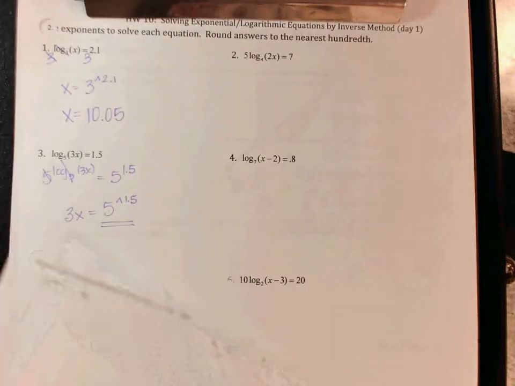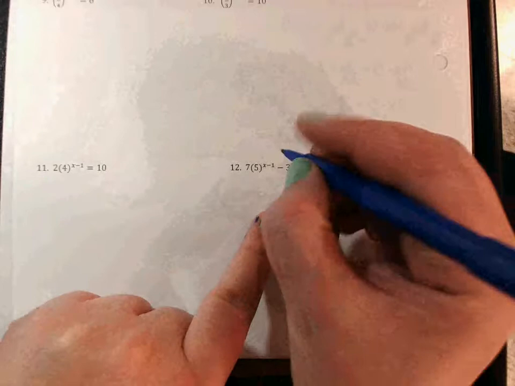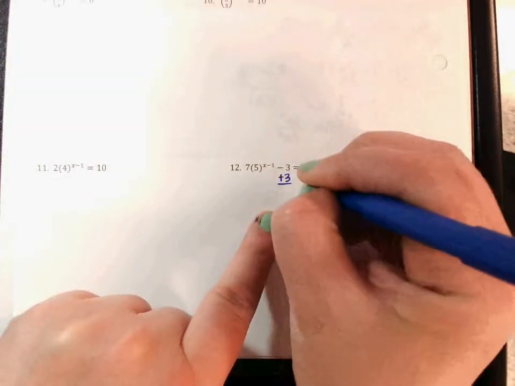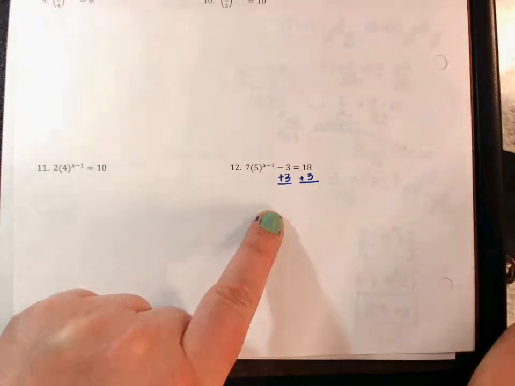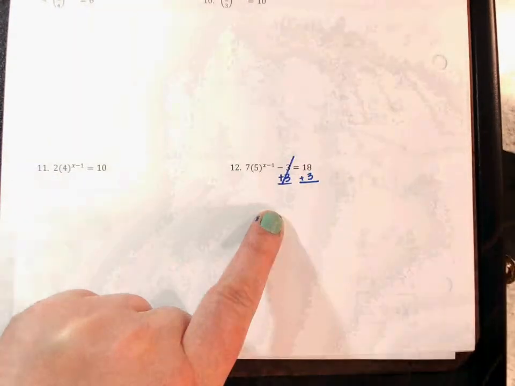And then we'll have your quiz tomorrow. Flip over to the back. I don't think we did one like 12 today, but we did yesterday. What would you get rid of first on 12? Just to make sure, you would have to get rid of the 3 first. So you would add your 3 across. 18 plus 3 is how many? 21.